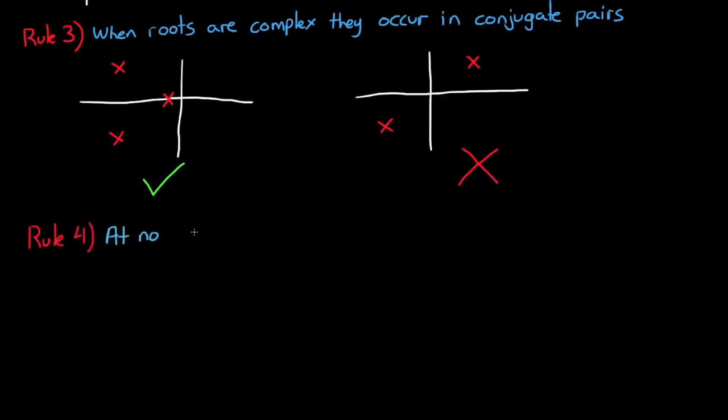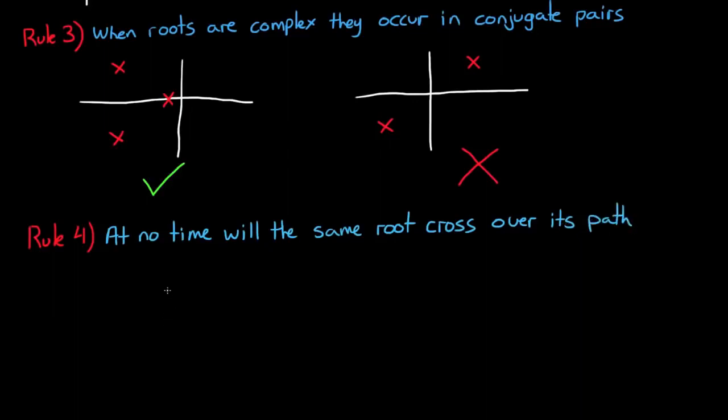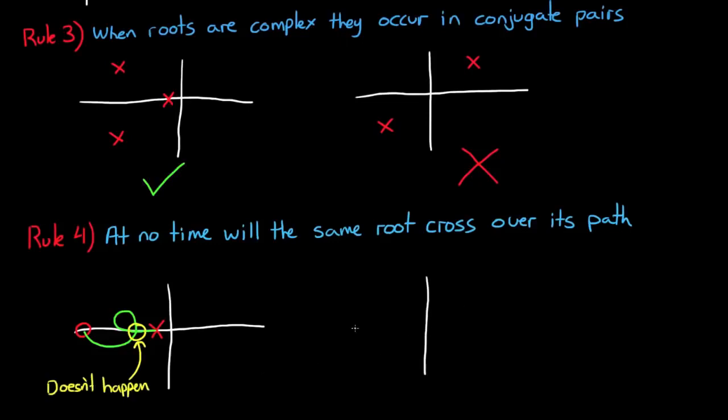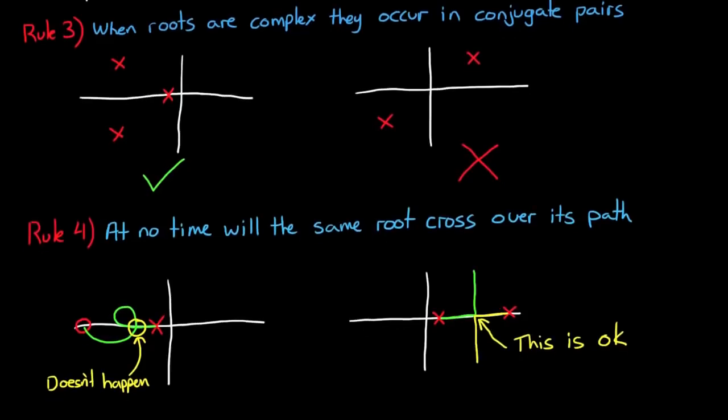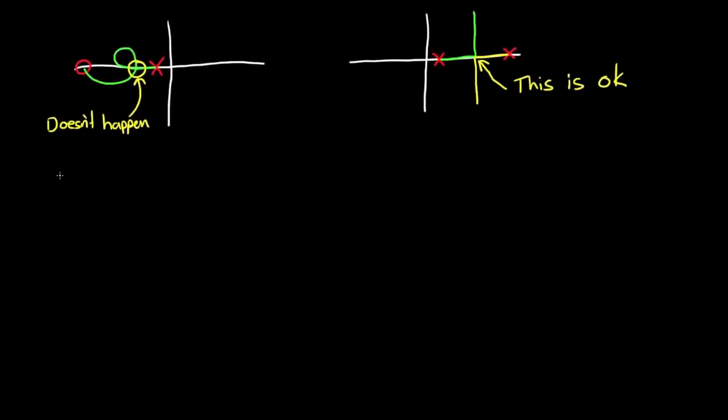And this brings us to the 4th rule, which is the final rule for this video, which states that at no time will the path that the roots take cross over themselves. This basically means that no value of s will correspond to more than one value of k. So you'll never have some crazy looping path like this, because you can see that the same path crossed over itself. However, if you have 2 roots on your root locus, and those 2 roots happen to cross over each other, this is perfectly fine. This rule is only for a single path to cross over itself.